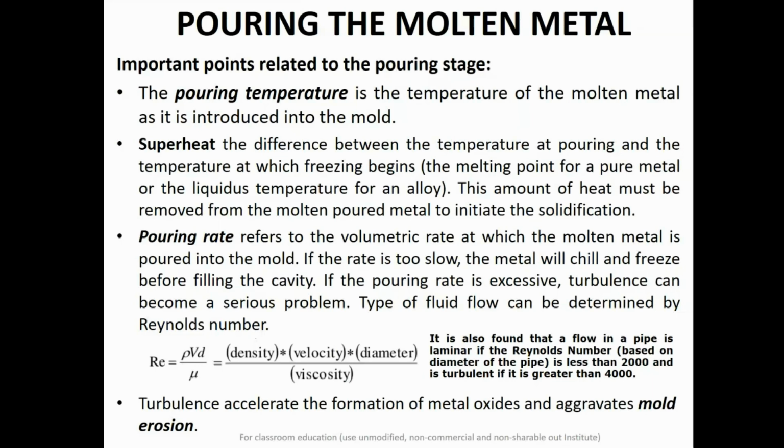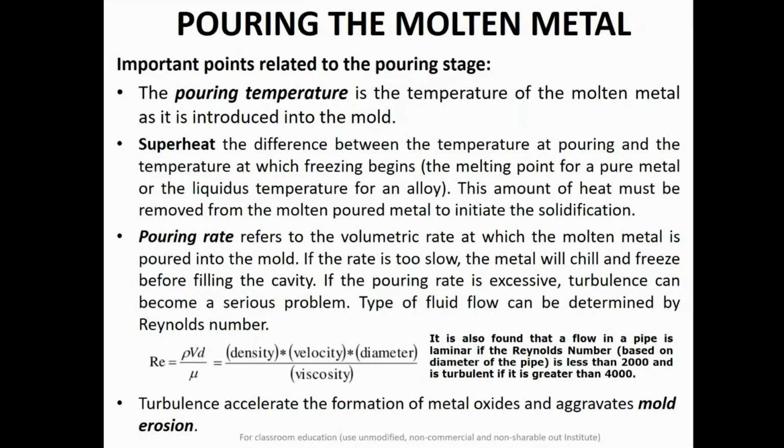So this temperature, pouring temperature, is the temperature of the molten metal as it is introduced into the mold. I told you that it should be greater than the melting point. Then we have another term called superheat. That superheat is the difference between the temperature at pouring and the temperature at which freezing begins. So it is basically the melting point of a pure metal or the liquidus temperature of an alloy.